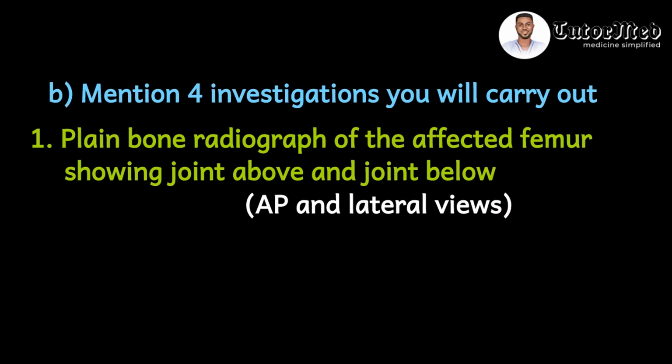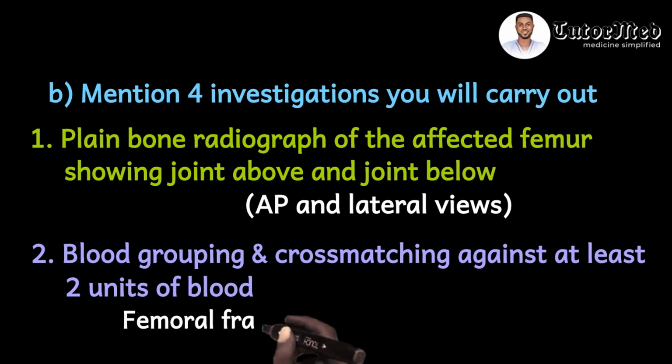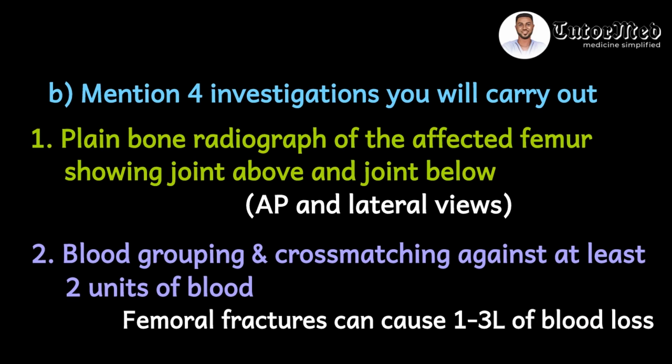Then another important investigation is blood grouping and cross-matching against at least 2 units of blood. The reason is that femoral fractures can cause about 1 to 3 liters of blood loss and may result in hemorrhagic shock. This may occur when the fracture injures the femoral artery, and so there is a need to secure blood because these types of fractures may be associated with significant blood loss. We need to know the patient's blood group so that we can cross-match and then secure blood for him in the event that he has really injured his femoral artery.